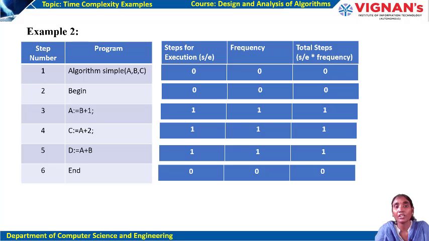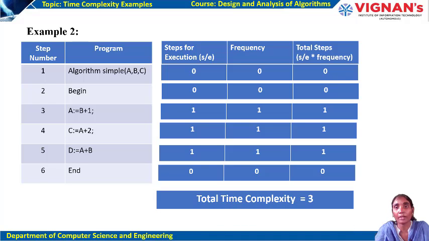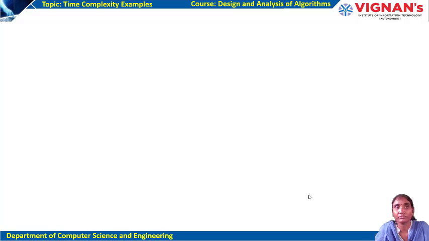The last statement is the end or closed brace, so for this it is 0. Finally, what is the total time complexity? 1 plus 1 plus 1, which yields 3. The total time complexity for this simple algorithm is 3.